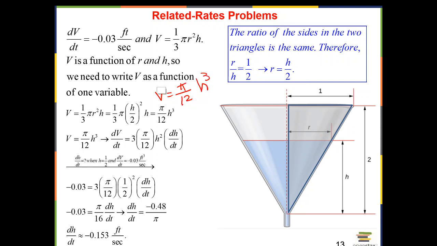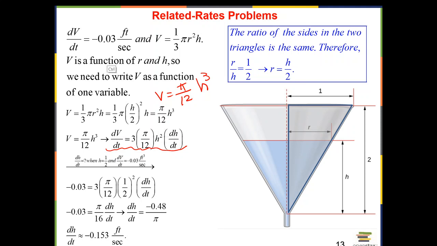Now we take the derivative of both sides with respect to t. What's dV/dt? What's the derivative of pi/12 times something to the 3rd power? Pi/12 stays here. Something to the 3rd is 3 times h to the 2nd power times the derivative of inside, which is dh/dt. That's it. So this is the relationship between the rates. 3 unknowns, but 2 rates.